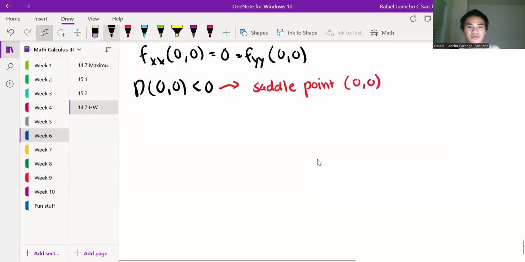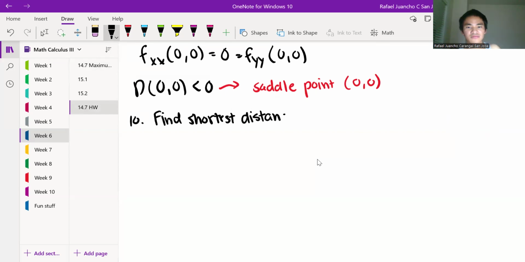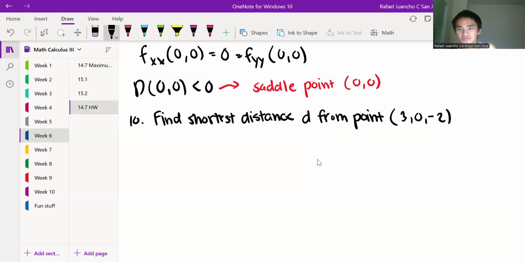Let me do this here. So again, we're gonna find the shortest distance, so directly to number 10. So find the shortest distance D from this point, that's 3, 0, -2, all the way to this plane, x plus y plus z equals 2, right?